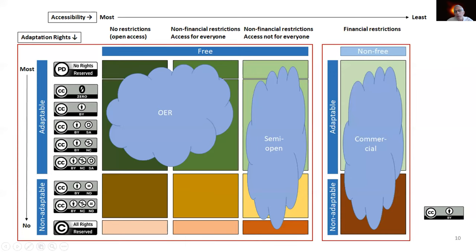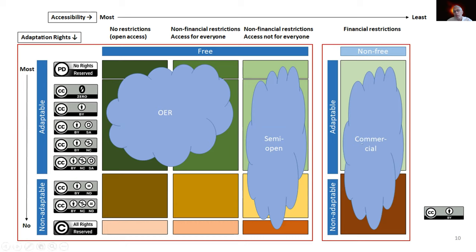So here are our categories placed in the framework. You see the OER, the semi-open, which also includes materials which cannot be adapted because they, for instance, have the ND clause in the CC license, but they can still be shared for a limited group of persons.